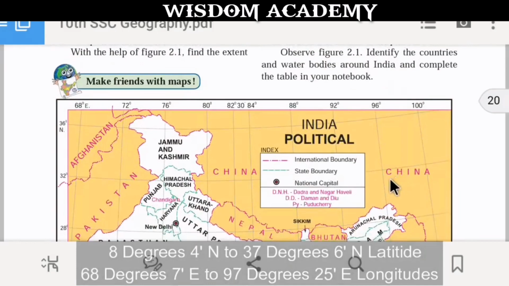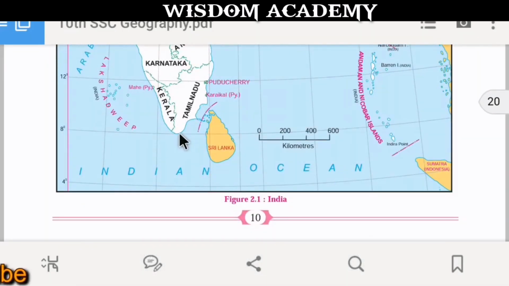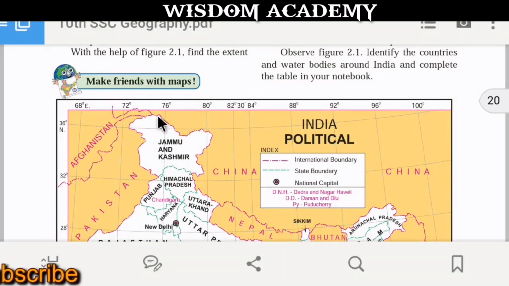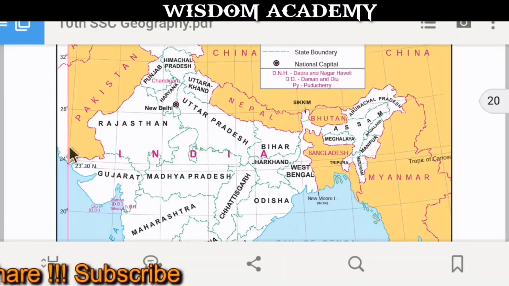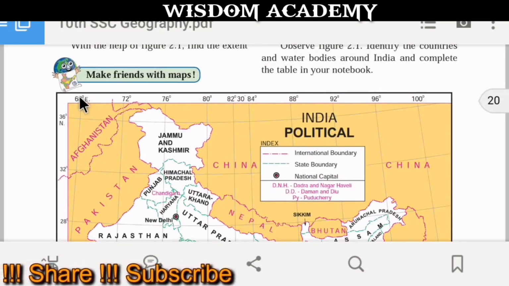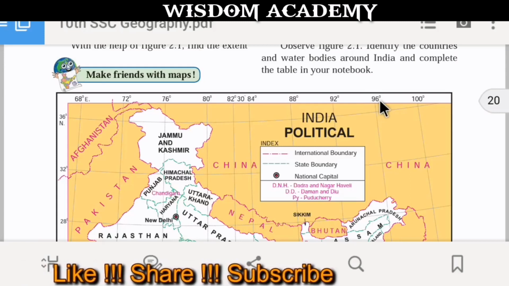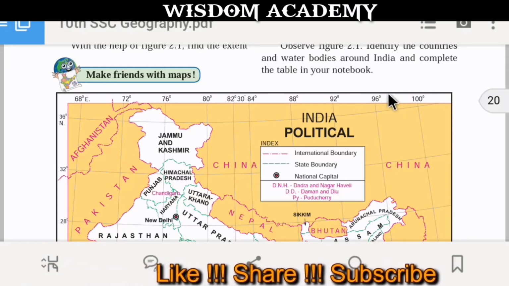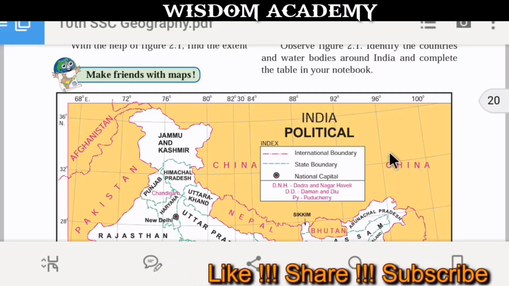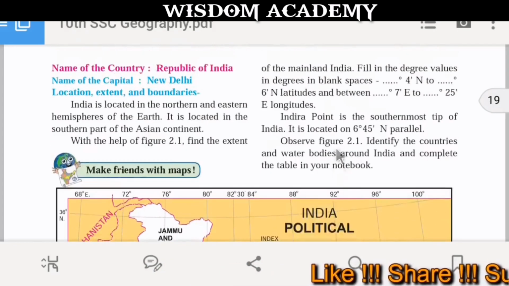तो यहाँ से 8 डिग्रीज 4 मिनट्स नॉर्थ टू 37 डिग्रीज 6 मिनट्स नॉर्थ. और यहाँ हम बात करेंगे तो 68 डिग्रीज. सो हियर इट इज 68 डिग्रीज 7 मिनट्स ईस्ट टू 97 डिग्रीज. सो आफ्टर 97 डिग्रीज 25 मिनट्स ईस्ट लॉन्जिट्यूड. तो यहाँ तक यहाँ इंडिया का लोकेशन है. वर्ल्ड में अगर इंडिया का हम लोकेशन फाइंड करेंगे तो ऐसे ही लोकेशन फाइंड करना पड़ेगा.